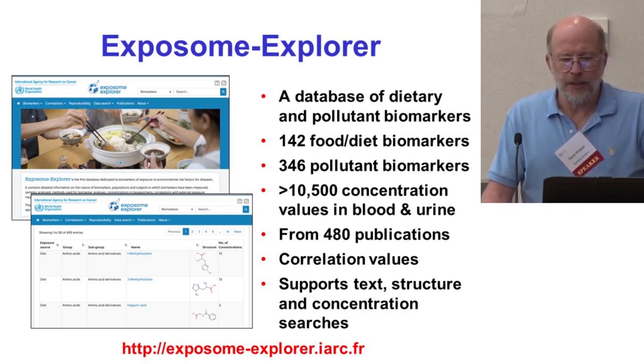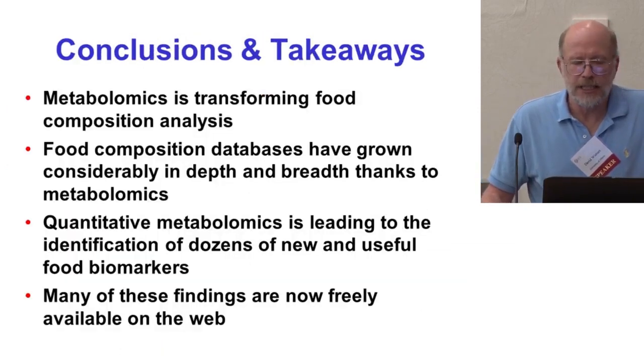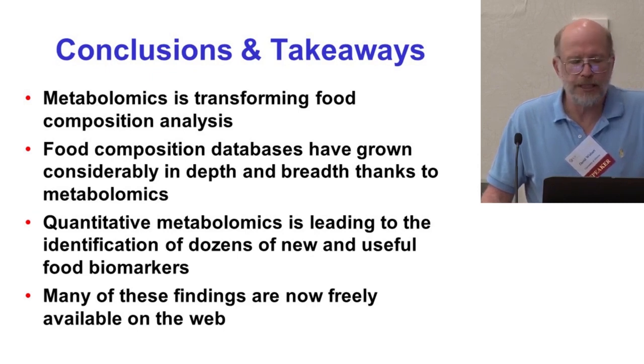So I'll wrap up here. In terms of the takeaway points, the main one is that metabolomics itself is starting to transform food composition analysis. Through metabolomics, the food composition databases have started to grow considerably. The example being FoodDB, with some 26,000 compounds in foods and an average of 2,000 components in each food.